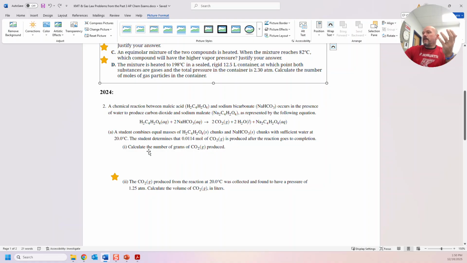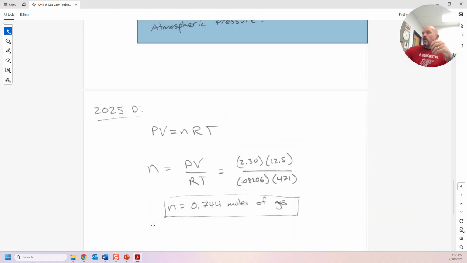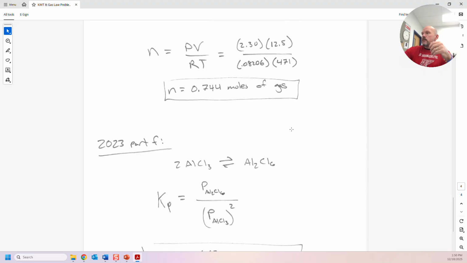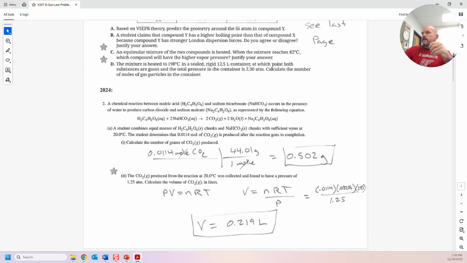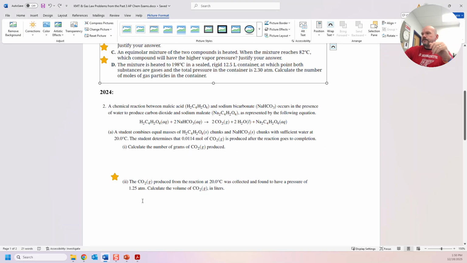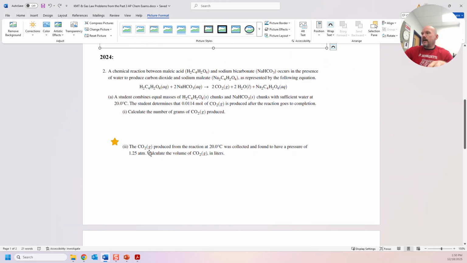All right, but the first part is they tell us how much CO2 is produced. They tell us how many moles, and the first question here is just convert moles to grams. So that's a pretty easy answer. So all we have to do here is take our moles of CO2, multiply by the molar mass of CO2, and that would be grams.